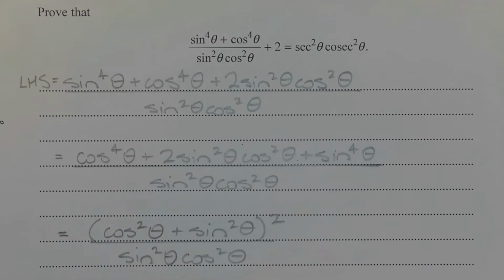Now I'm going to rearrange the numerator just to make it more apparent as to what I'm about to do later on. So rearranging the terms of the numerator, we get cos to the power of 4 theta plus 2 times sine squared theta cos squared theta plus sine to the power of 4 theta, over sine squared theta cos squared theta. Now in the numerator, we have a perfect square which can be factorized. That can be factorized as cos squared theta plus sine squared theta in brackets to the power of 2, and that's over sine squared theta cos squared theta.